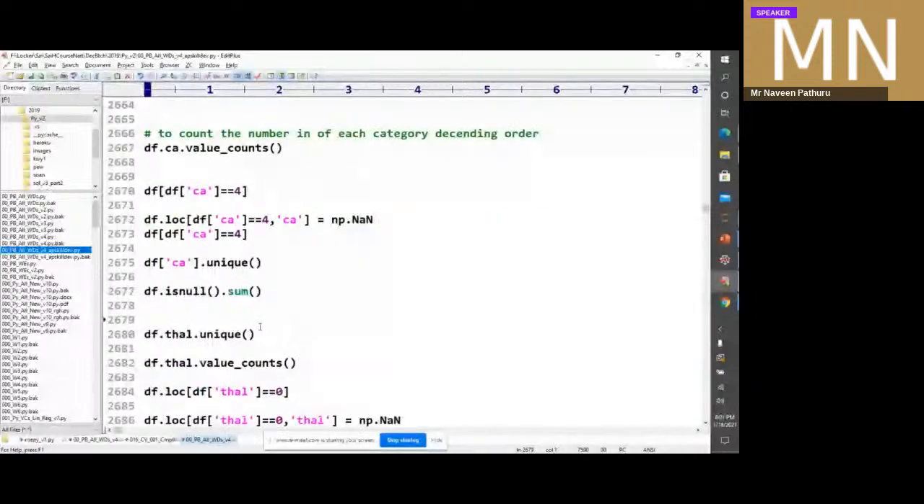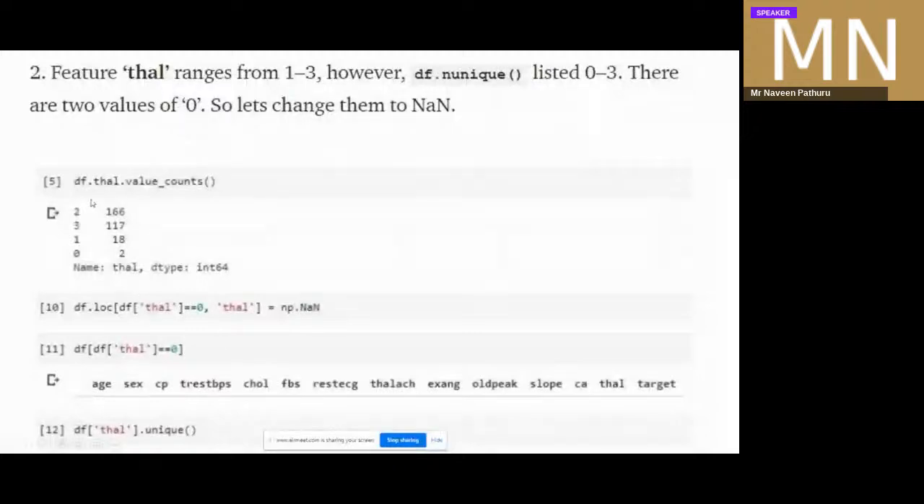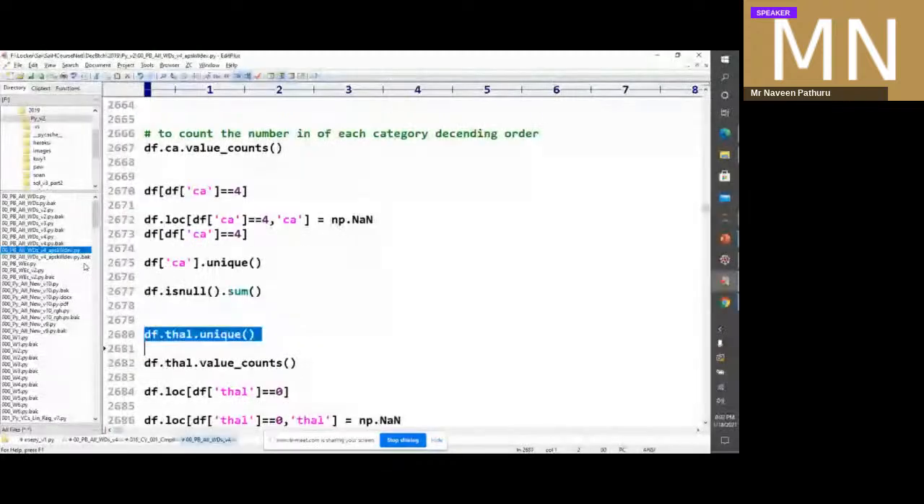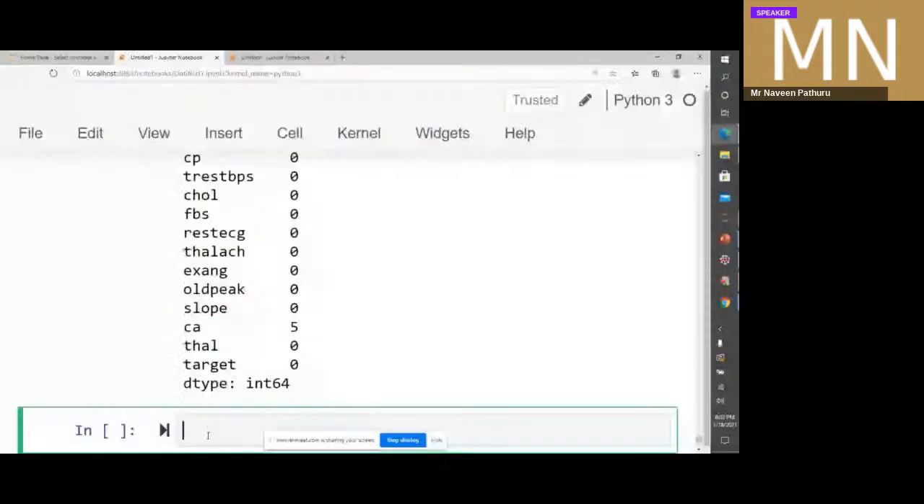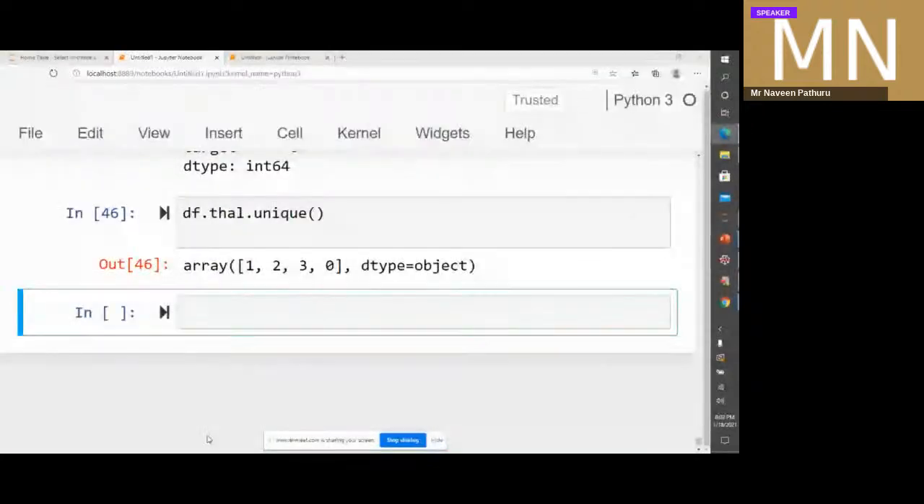Let's come back here. So there is the thal. We will repeat the same thing. Thal has 0, 1, 2, 3. The valid range is actually 1 to 3. So 0 is not good data here. So what do we do? We'll repeat the same thing. First verify the unique values. Okay, 0, 1, 2, 3.